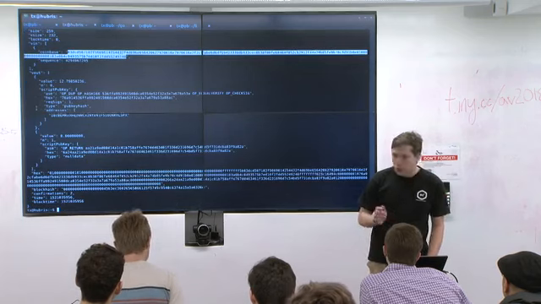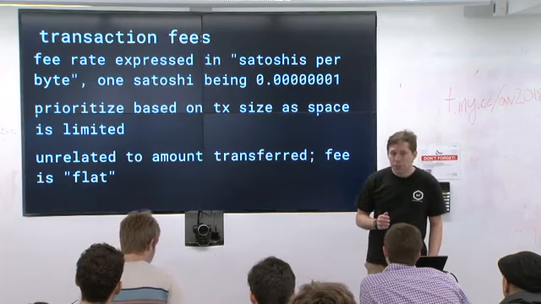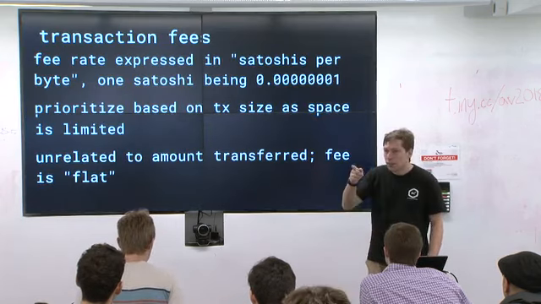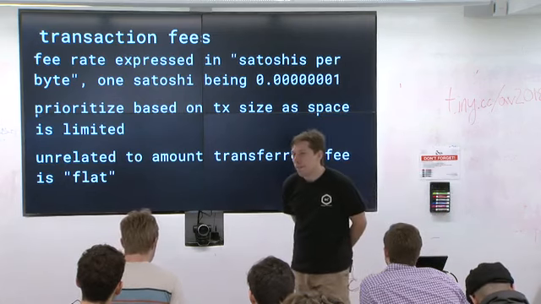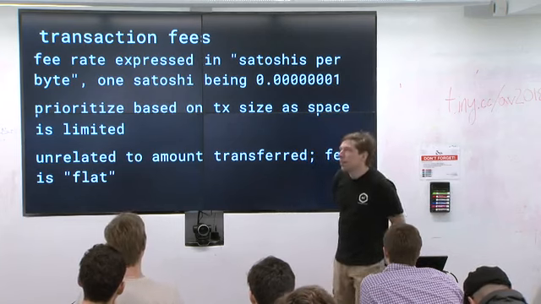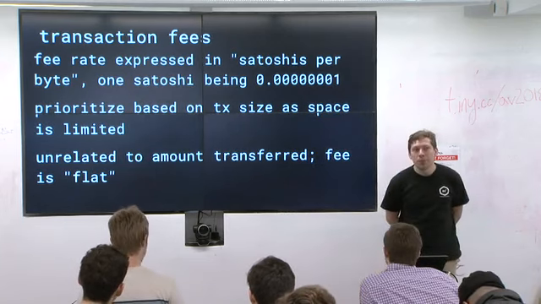Okay, any other questions about fee stuff? Yes. Do miners choose what blocks to mine based on their fees? Yes, but I'm not sure I'd put it that way.